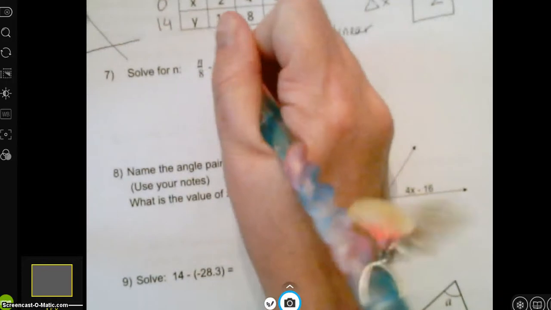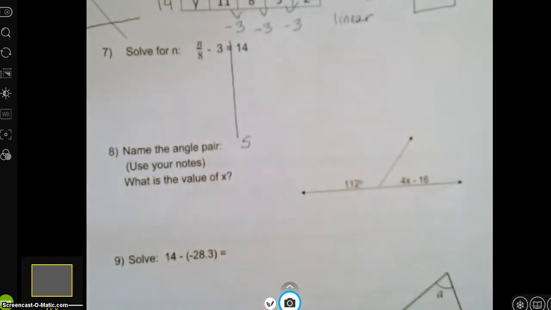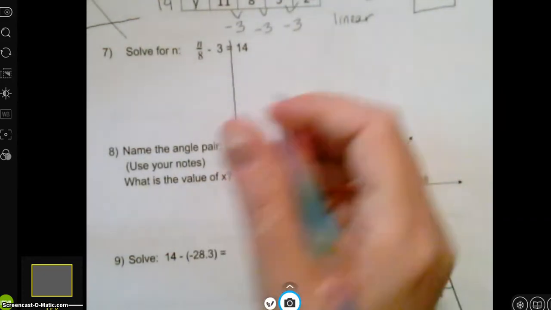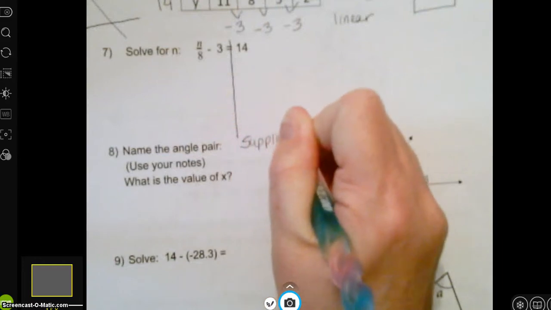Okay? Number 7, I think y'all are good with. So draw our line, and remember, last step is times 8. Number 8, name the angle pair. Most of you got these angle pairs correct on your test. So when I look at this, remember it's straight, right? Straight, which is supplementary.